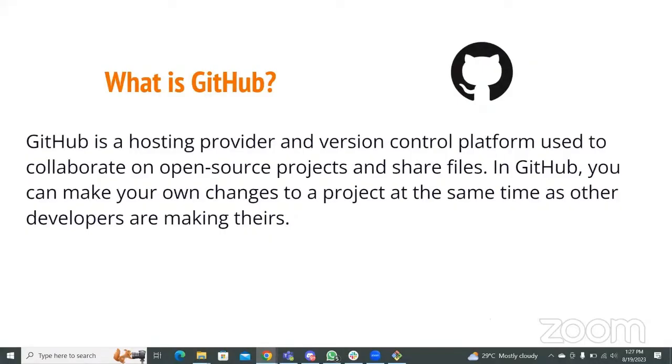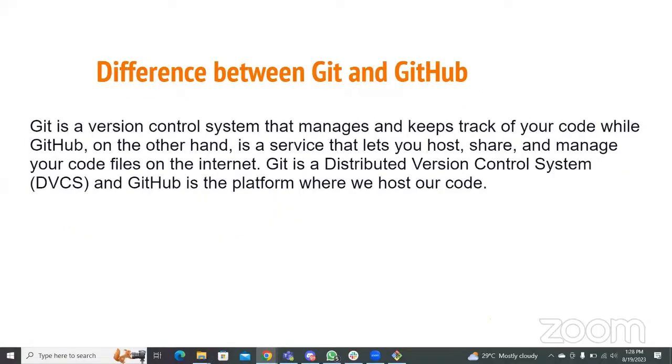Now, GitHub is a hosting provider and version control platform used to collaborate on open source projects and share files. Like you have a project you're working on now, and you have like 4 people working on that project. With GitHub, you can contribute, collaborate, and share the files. When I'm done with my own work, I push the code, and now the maintainer will merge the code into the project you are working on. Now, what's the difference between Git and GitHub? Like I said, Git is a version control system that we use to track our code. Then GitHub, on the other hand, is a service that lets you host, share, and manage your code on the internet.